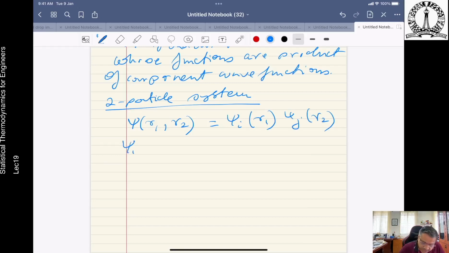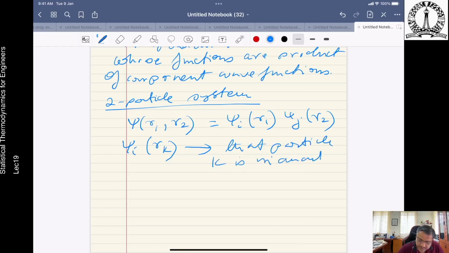So psi_i(r_k) designates that particle k is in quantum state i. Unfortunately, this particular form suggests that the wave function is neither symmetric nor anti-symmetric with respect to the exchange of two particles. If we exchange two particles, we cannot say whether this wave function is symmetric or anti-symmetric.